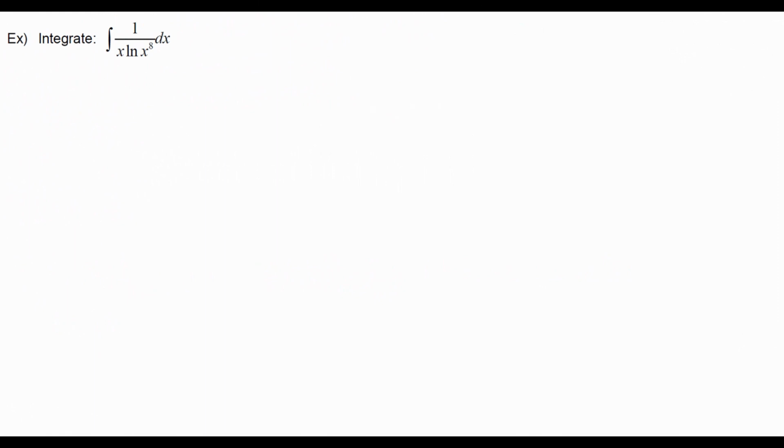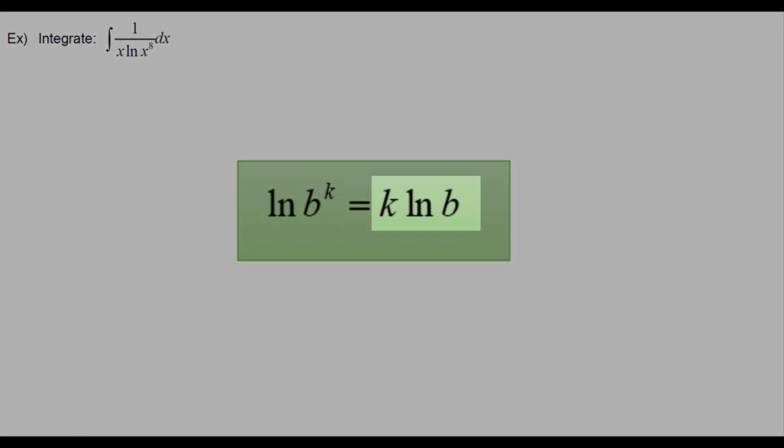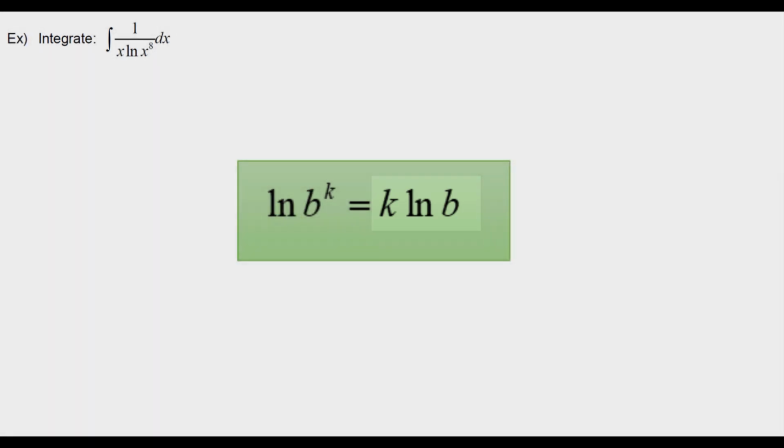Let's integrate 1 over x times ln x to the 8th power dx. This looks very similar to what we just did, except we had 1 over x times ln x, but now this is x times ln x to the 8th power. But whenever you have ln of an input to a power, we can use properties of logarithms. The logarithm has a beautiful property such that the power of the input comes down to the front as a constant multiple. So we're going to bring 8 down.